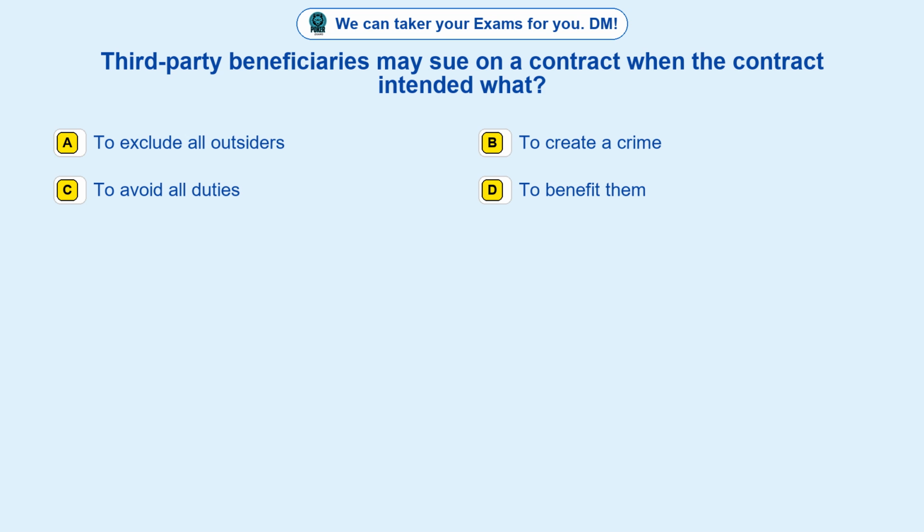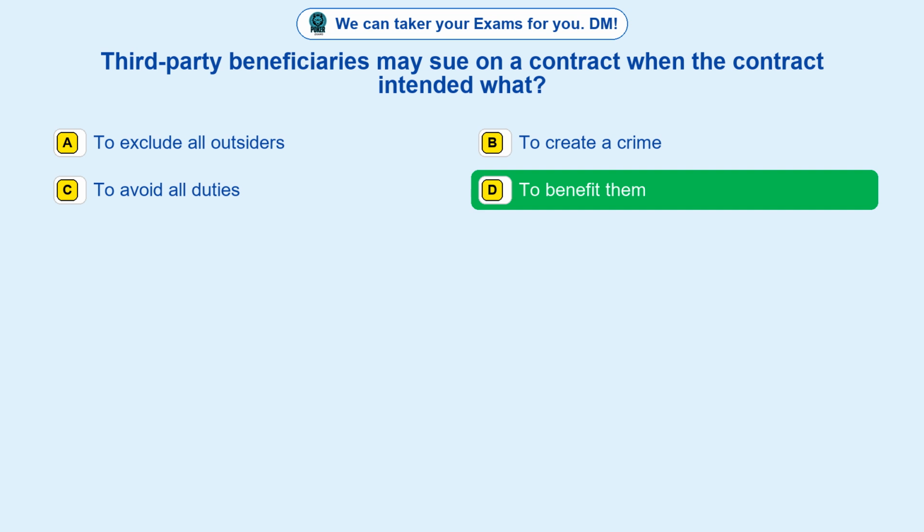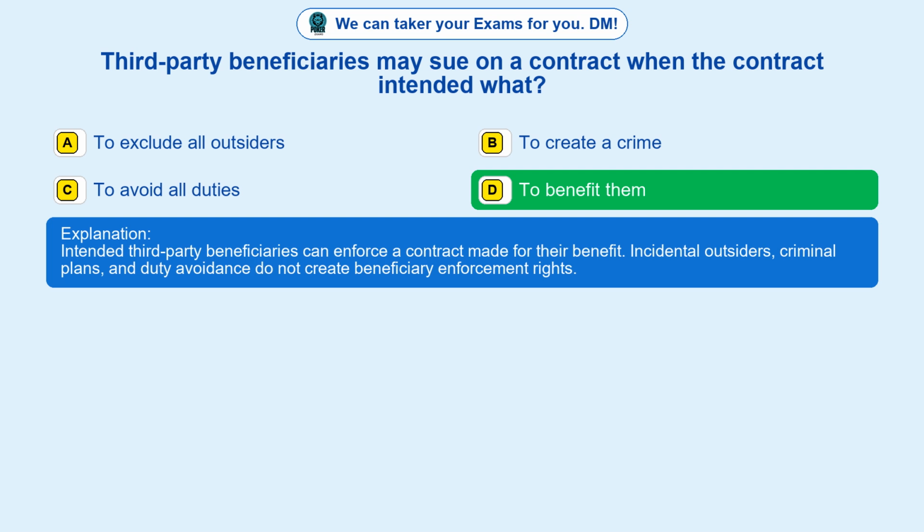Question 22. Third-party beneficiaries may sue on a contract when the contract intended what? Option A, to exclude all outsiders. Option B, to create a crime. Option C, to avoid all duties. Option D, to benefit them. The correct answer is option D, to benefit them. Intended third-party beneficiaries can enforce a contract made for their benefit. Incidental outsiders, criminal plans, and duty avoidance do not create beneficiary enforcement rights.